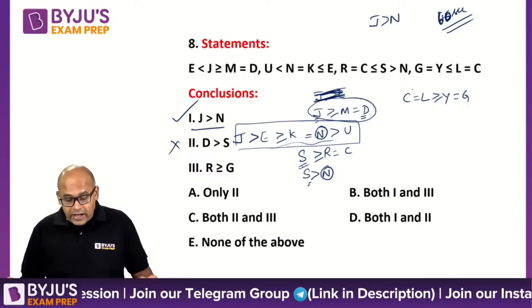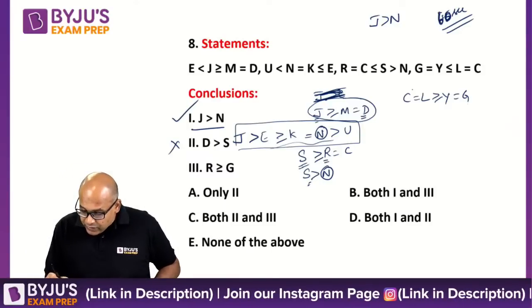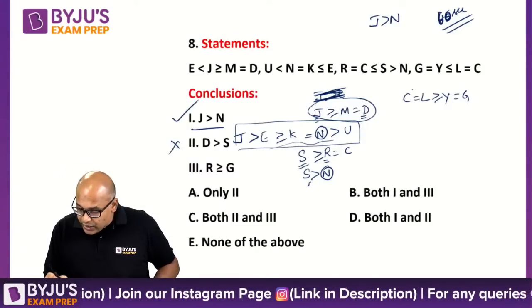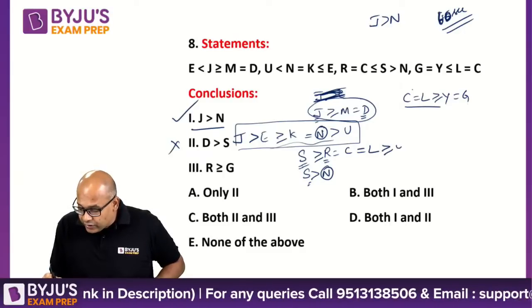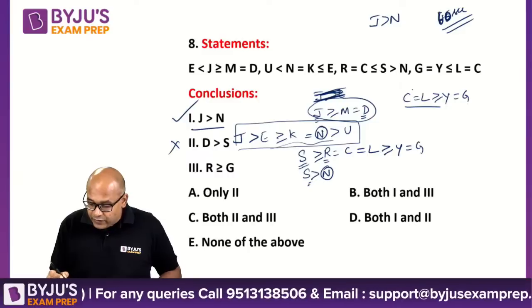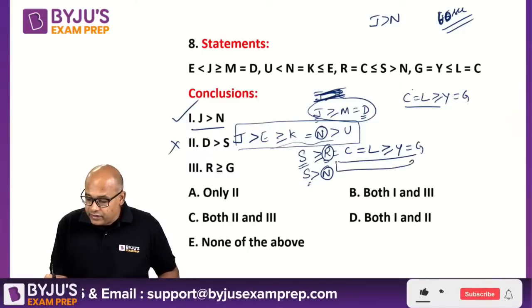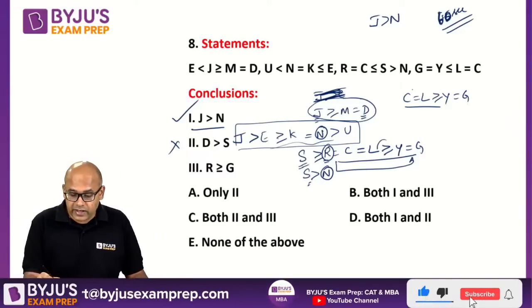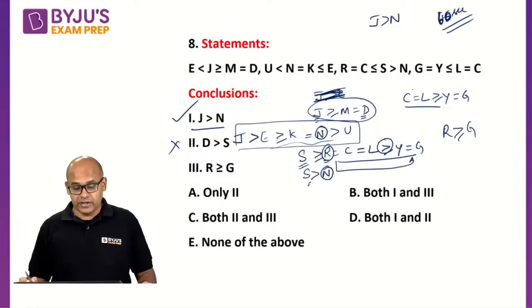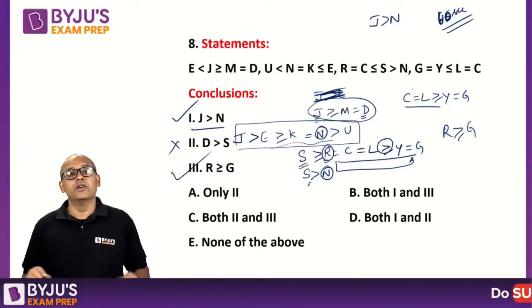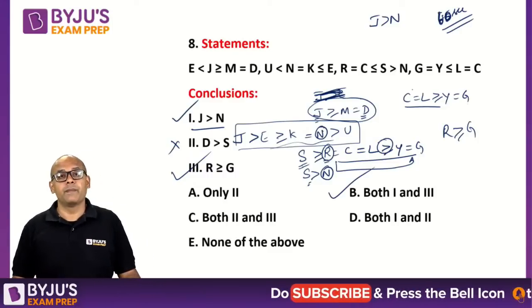What about R greater than or equal to G? We have a R here. So R equal to C, we can continue this. C equal to L and L greater than or equal to Y, Y equal to G. So definitely if you're looking at R, R may be equal to G, direct relation, or it can be greater than also because there is one greater than. So R may be greater than or equal to G, that is a confirmation. So 3 is confirmed. So only 1 and 3 are correct. That is option number B.